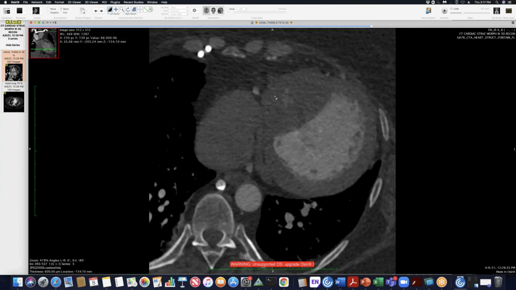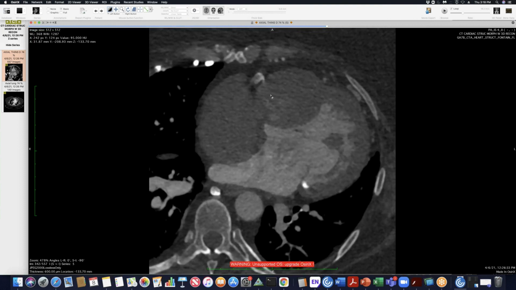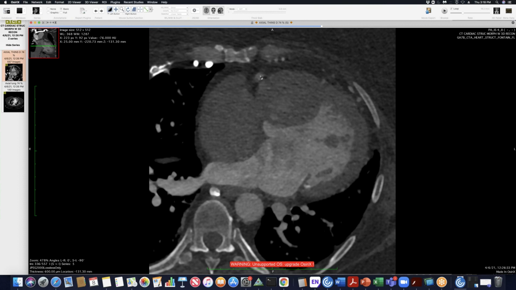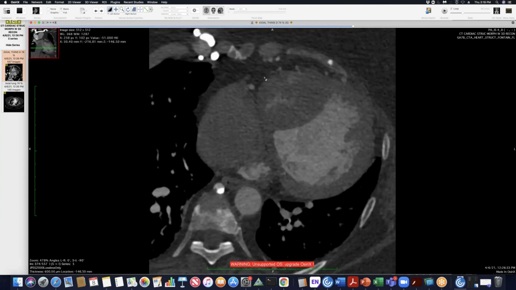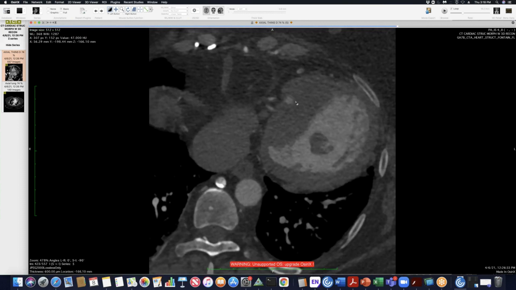So since the RV is being decompressed, the flow can reverse from the coronary into the RV through the shunt, and so that'll just cause steal, basically from the coronary perfusion. Okay, that makes sense. Thanks. Yeah, so the flow will start going into the RV instead of out of the RV into the coronary circulation.